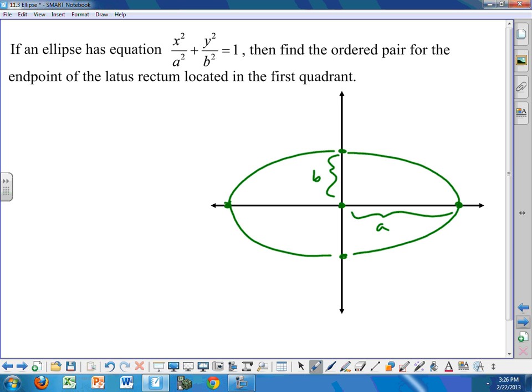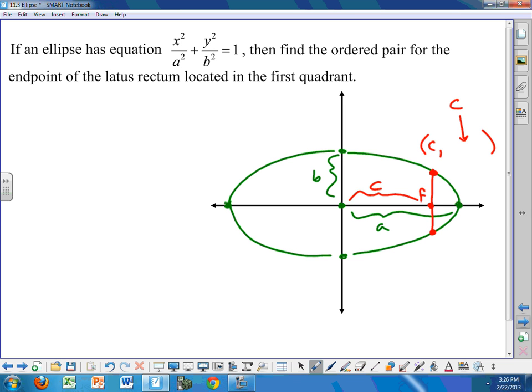What we're trying to find is the endpoint of the latus rectum, which is located on the end of the segment which goes right through a focus. And we do know this. C is the length from center out to the focus. So the ordered pair must be C comma, and then whatever happens when we plug a C in there. So plug in a C and get an answer. And that's going to be our ordered pair.